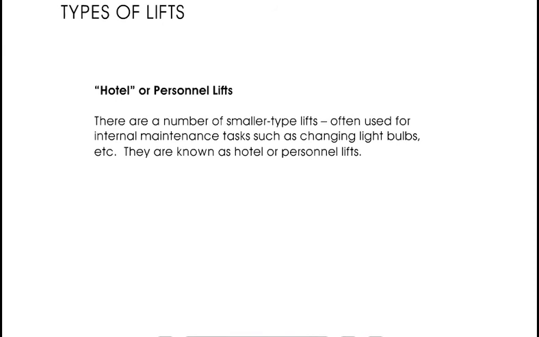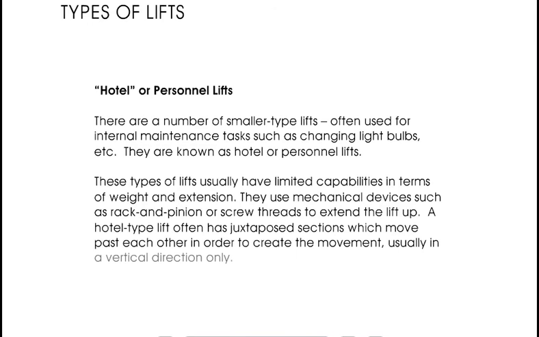There are a number of smaller type lifts, often used for internal maintenance tasks such as changing light bulbs, etc. They are known as hotel or personnel lifts. These types of lifts usually have limited capabilities in terms of weight and extension. They use mechanical devices such as rack and pinion or screw threads to extend the lift up. A hotel-type lift often has juxtaposed sections which move past each other in order to create the movement, usually in a vertical direction only.